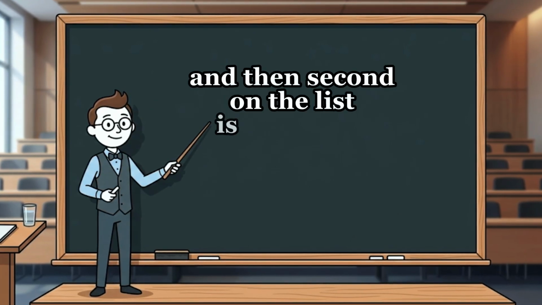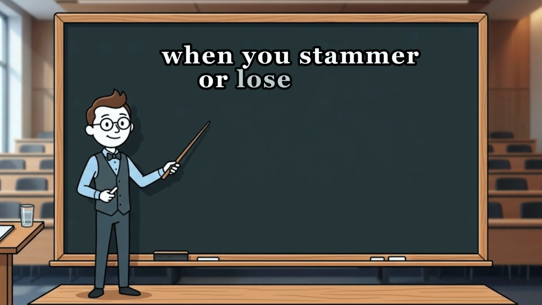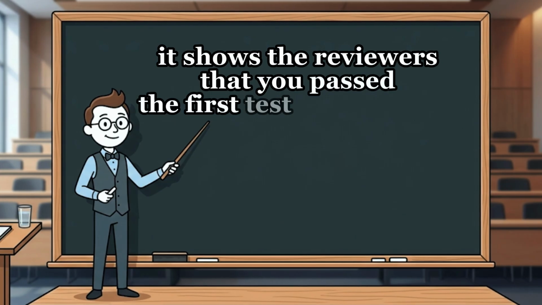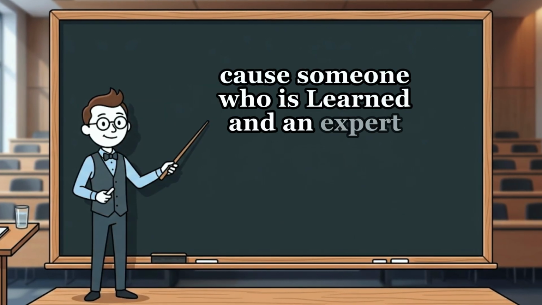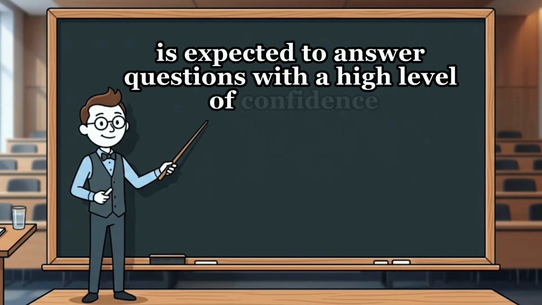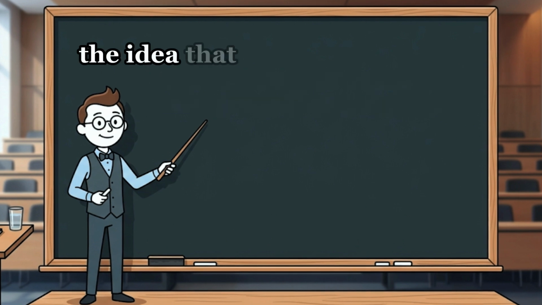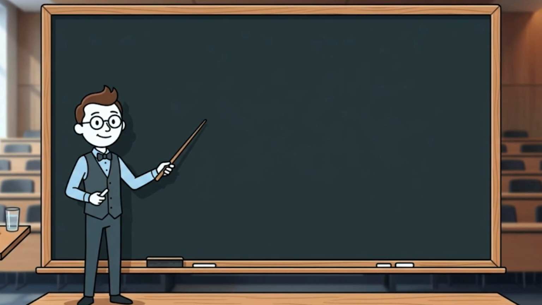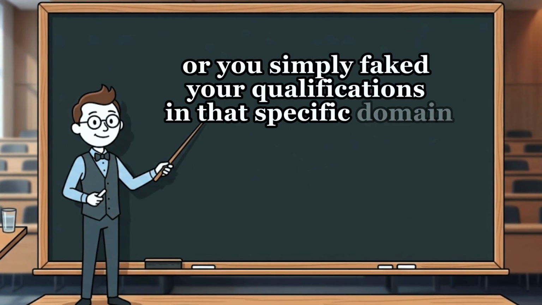Second on the list is your level of calmness and confidence. When you stammer or lose words during the interview, it shows the reviewers that you passed the first test by sheer luck. Because someone who is learned and an expert in his or her field is expected to answer questions with a high level of confidence. Stammering or delaying only gives the reviewers the idea that you are referring somewhere, maybe a phone or something, or reading somewhere, or you simply faked your qualifications in that specific domain.